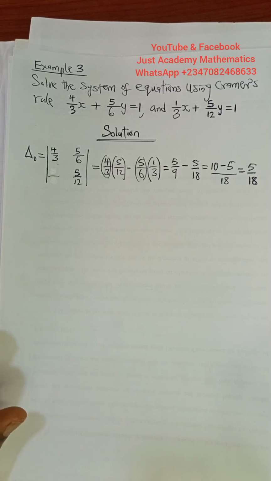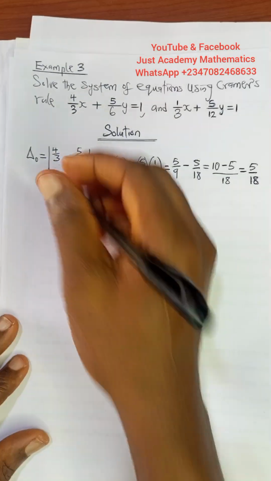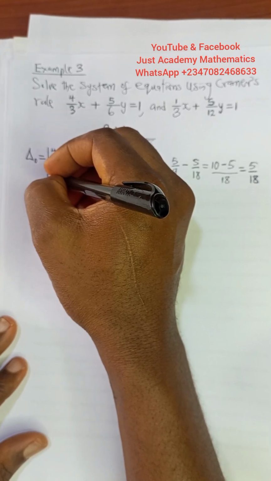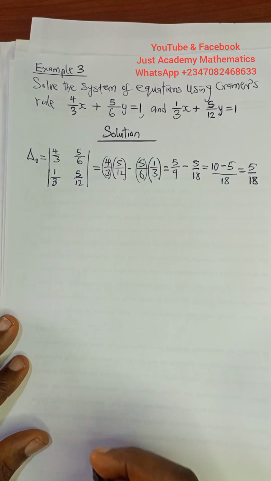Let's have that at the back of our mind. Now remember, we are putting 1 over 3 here. There is 1 over 3 here. Don't forget that. Okay, let's advance.